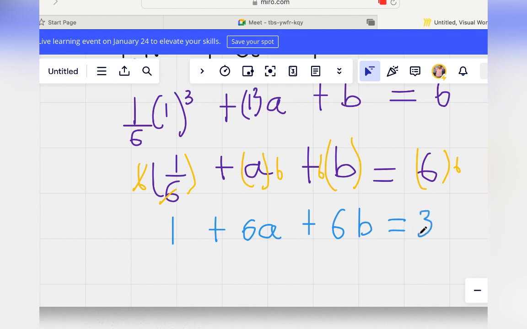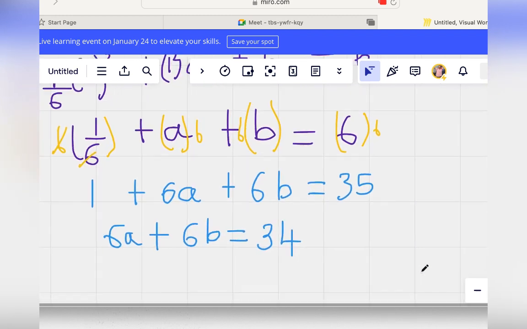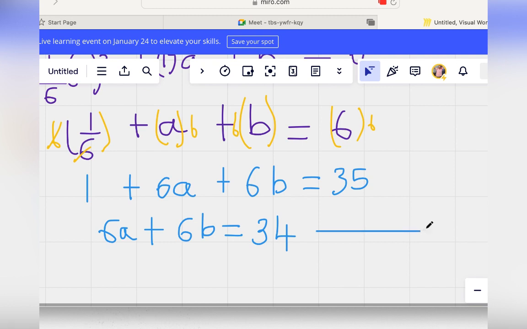Okay, to finish up simultaneous equation 1, we move this 1 to the right. If it comes here, it becomes minus. So the final equation will become 6a plus 6b equal to 35 minus 1, which is 34. You move it to the right, you subtract it. If it comes to the right, it becomes negative. So straight away, I just write the answer 34. We call this equation 1.